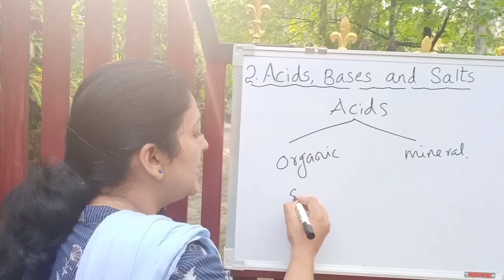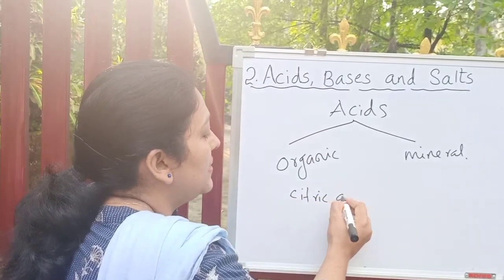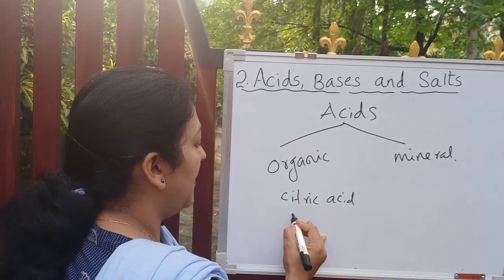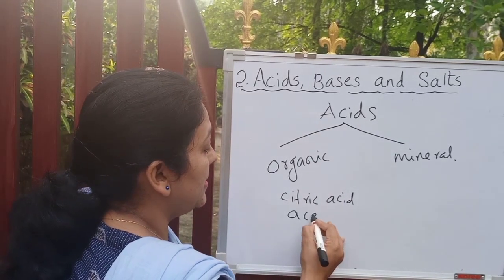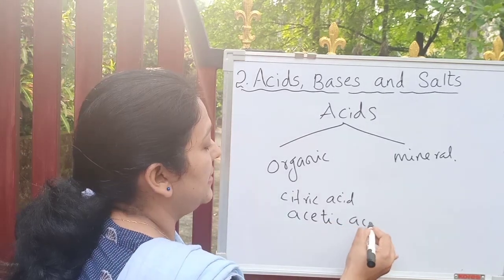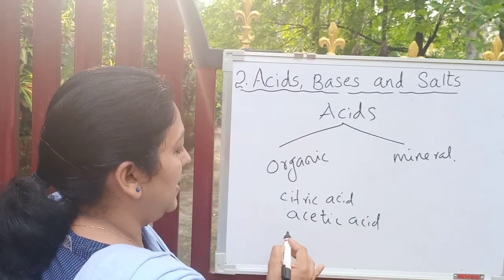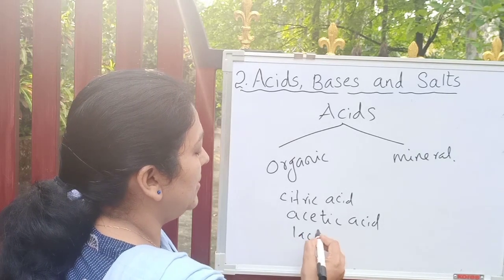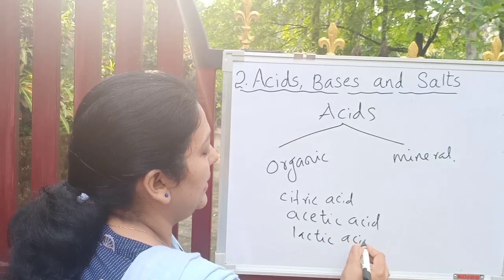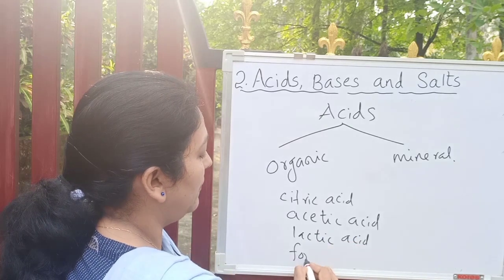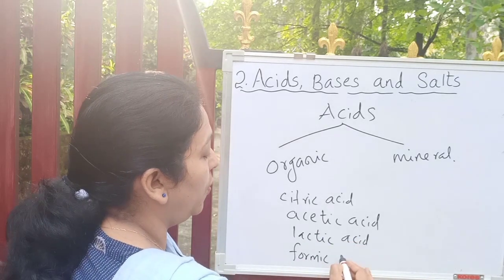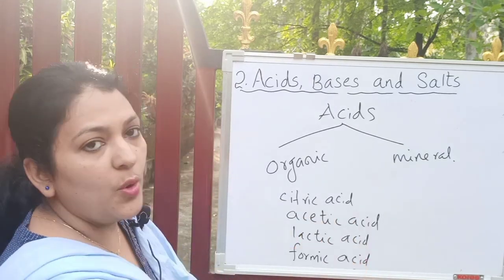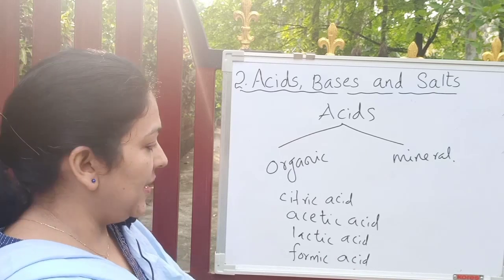I'll write on the board: citric acid, then vinegar, right? Acetic acid, then what else? Lactic acid, formic acid from ants, formic or methanoic acid, malic acid, etc. So many are there. Oxalic acid, so many.